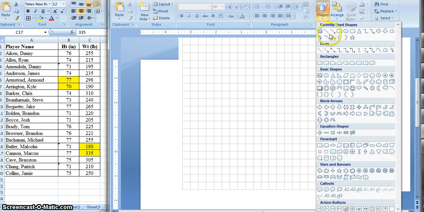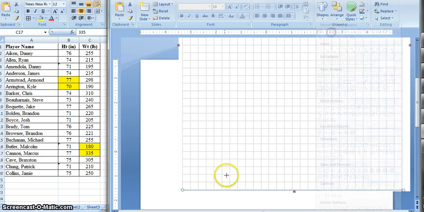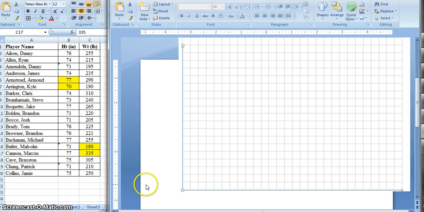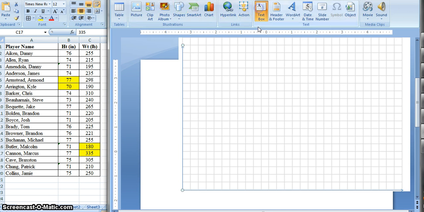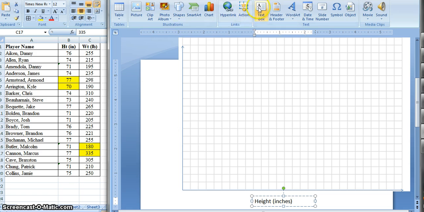So the first thing we're going to do is draw our horizontal, or x-axis. Next, we are going to draw our vertical, or y-axis. Now, we are going to label each of these. So we said our x-axis was height, and remember, always put units. And our y-axis is weight.